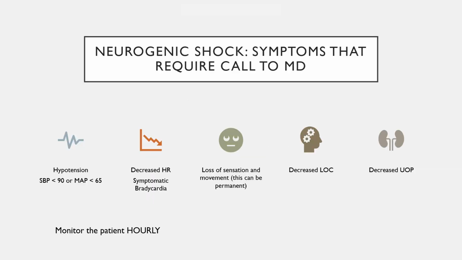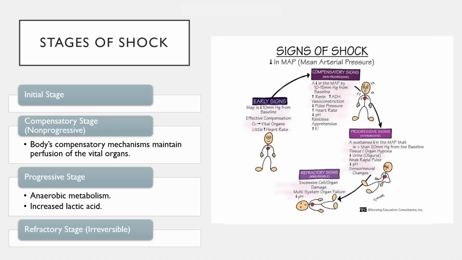So, when do we call the doc? Or when does the patient call the doc? Ultimately, when do we call the doc? With your neurogenic shock. So, hypotension, systolic less than 90, and MAP less than 65. A decreased heart rate, that they're starting to be symptomatic, loss of sensation, and movement. If we do not take care of that, it's going to be permanent. Decreased level of consciousness and decreased urine output. You're monitoring that patient hourly.